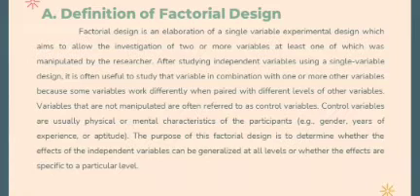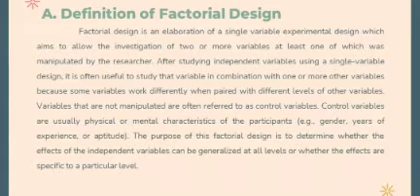Definition of factorial design. Factorial design is an elaboration of a single variable experimental design which aims to allow the investigation of two or more variables, at least one of which was manipulated by the researcher. After studying independent variables using a single variable design, it is often useful to study that variable in combination with one or more other variables because some variables work differently when paired with different levels of other variables.